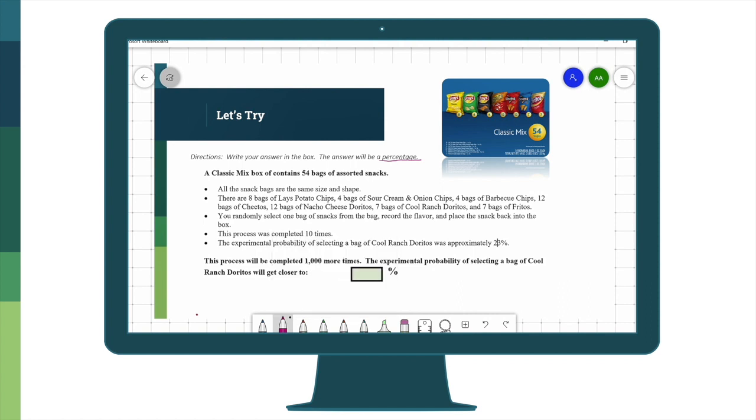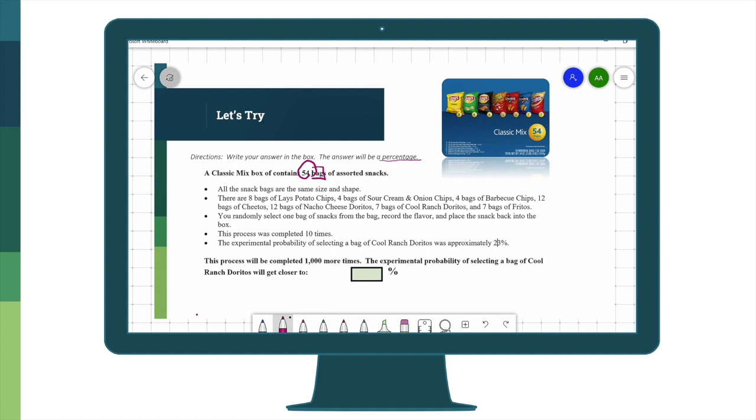So we have a classic mixed box that contains 54 bags of assorted snacks. Here's some key information here. That's why we have these bullets. So first thing we need to know is all the snacks in the bag are the same size and shape. That's important because that means they each have equal probability of being selected.